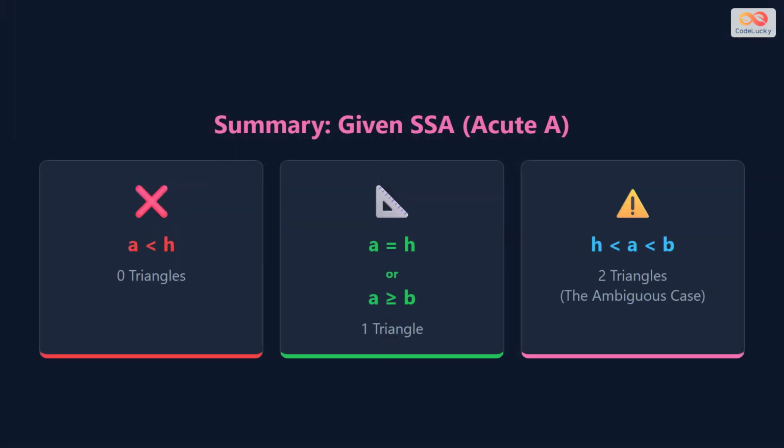To wrap up, here is your checklist. If side A is shorter than the height, 0 triangles. If side A is equal to the height or longer than side B, 1 triangle. But if side A is between the height and side B, you have 2 triangles. Always check these conditions before solving.